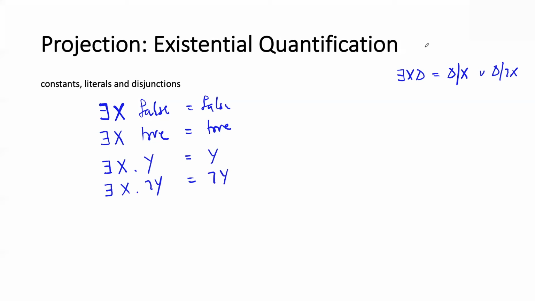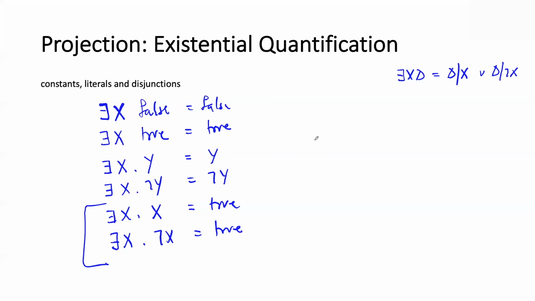Again, using this definition. Now, if you're existentially quantifying the variable X from the variable X, you will find out using this definition that you're going to get true. If you're existentially quantifying the variable X from not X, you're going to find true. All of these cases follow by simple application of this rule. These are the base cases. So the base cases said, for constants, don't touch them. They stay the same. For literals that are not about X, keep them as is. Only the literals that correspond to X, flip those to true.